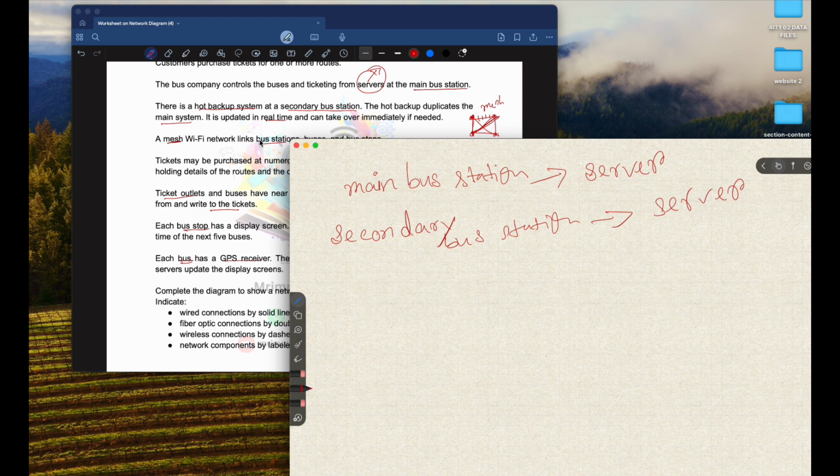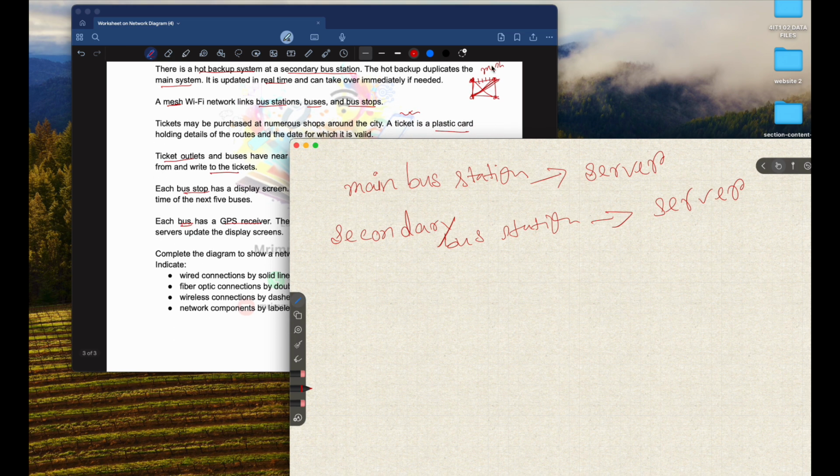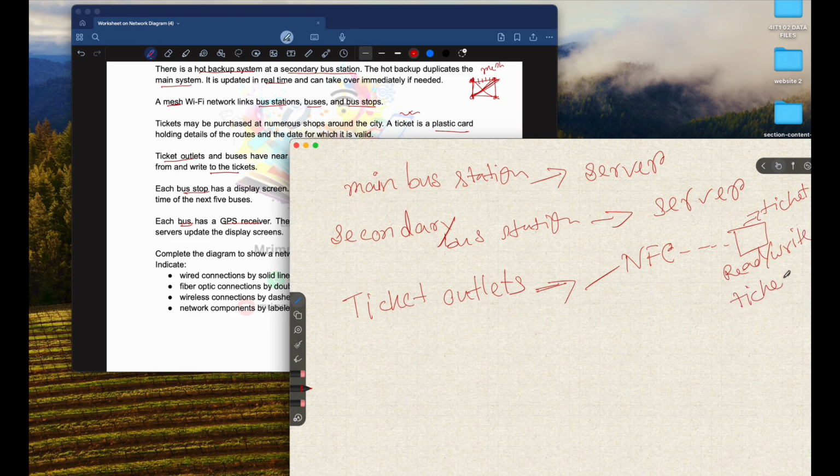Then they mention that they have a mesh Wi-Fi network link. So first of all, we identify the things that we have, then we will come to the mesh. They say that tickets may be purchased, so they have a ticket outlet. Inside the ticket outlet, they have an NFC, and the NFC can read and write the ticket. So this is the ticket outlet.